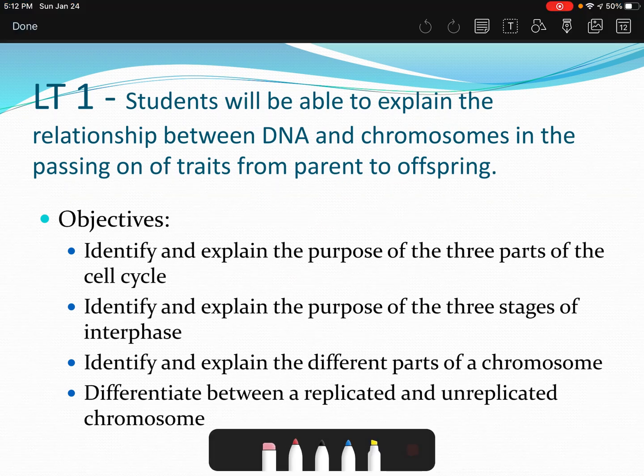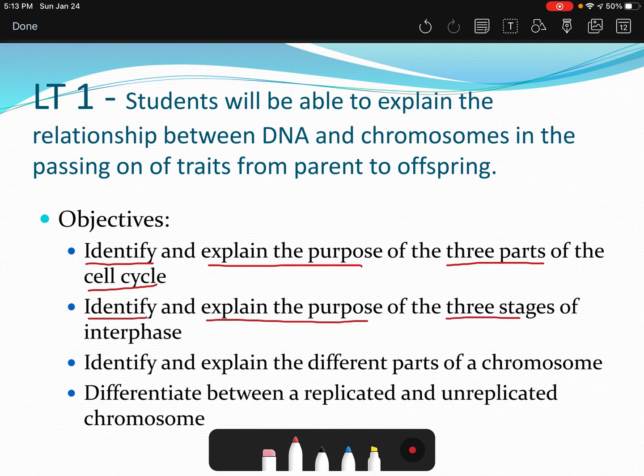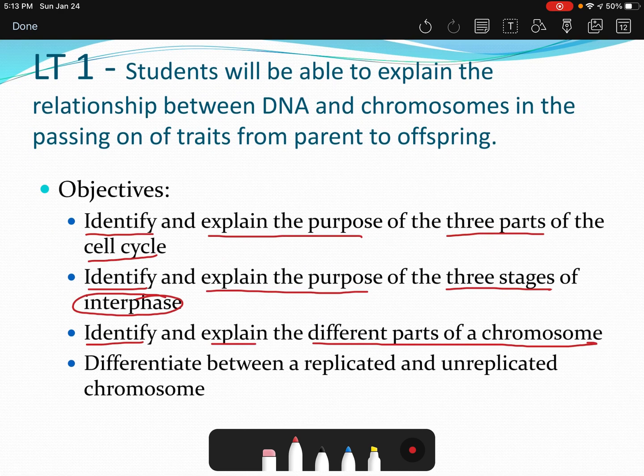So the objectives for this particular PowerPoint are to identify and explain the purpose of the 3 parts of the cell cycle. We're also going to identify and explain the purpose of the 3 stages of interphase, okay? And then identify and explain the different parts of a chromosome. And finally, differentiate between a replicated and unreplicated chromosome.